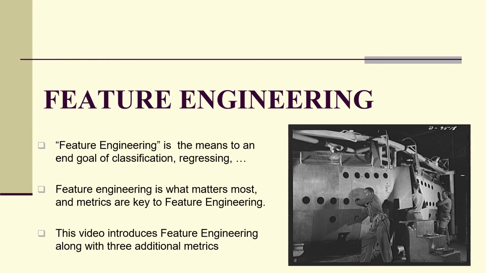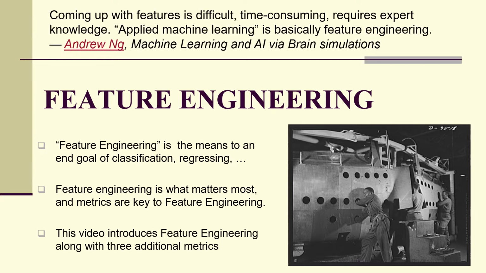Feature engineering. Feature engineering is the means to an end goal of classification, regression, whatever. It's often what matters the most, and metrics are the key to feature engineering. So we're going to introduce feature engineering with 3 additional metrics in this video. I like this quote: "Coming up with features is difficult, time-consuming, and requires expert knowledge. Applied machine learning is basically feature engineering."